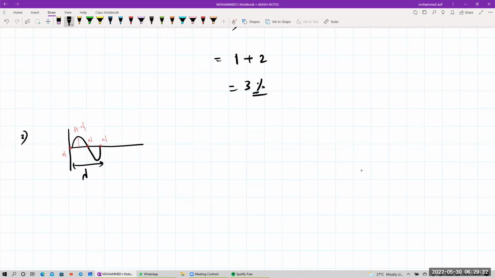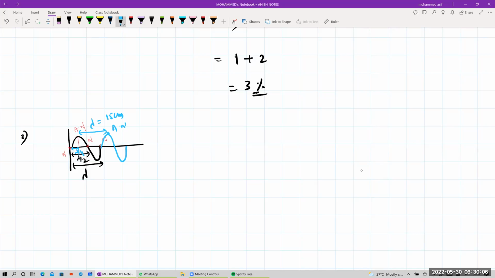The distance between two nodes is half of that, lambda by 2. The distance between a node and an antinode is half of lambda by 2, that is lambda by 4. What is given in the problem is that the distance between two successive antinodes, that is the wavelength lambda, is 15 centimeters.